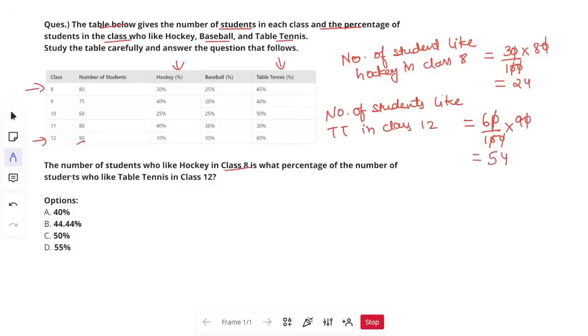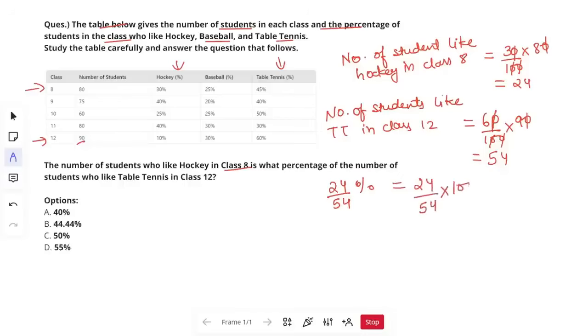Now what we are asked is: the number of students who like this is what percentage of the number of students who like that? So basically we have to find the relation of their percentage. How can we do this? Simply 24 by 54 for the percentage. So in order to simplify this, how can we do that?